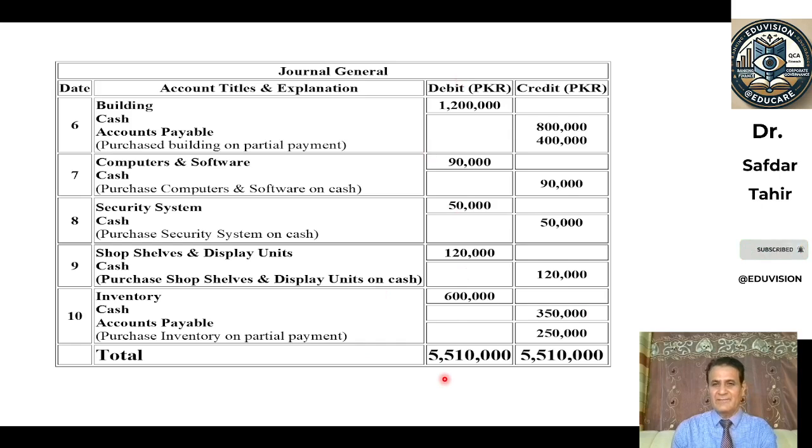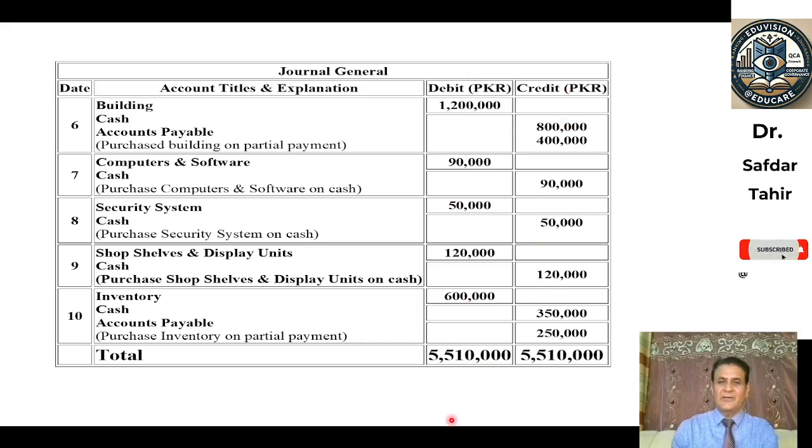55 lakh, which is 55,10,000. Total debit is equal to total credit.